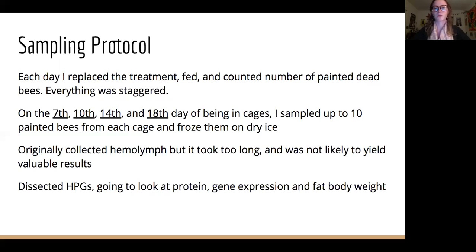I'm also going to be looking at the gene expression for one gene that makes alpha beta hydrolase enzymes, which are what metabolize ethyl oleate. So I want to see if exposure to ethyl oleate allows you to metabolize it better, or makes you more sensitive to it or not. And then I'm also going to be looking at fat body weight and size to see if the bees that are exposed maybe have greater fat reserves, more ability to overwinter.